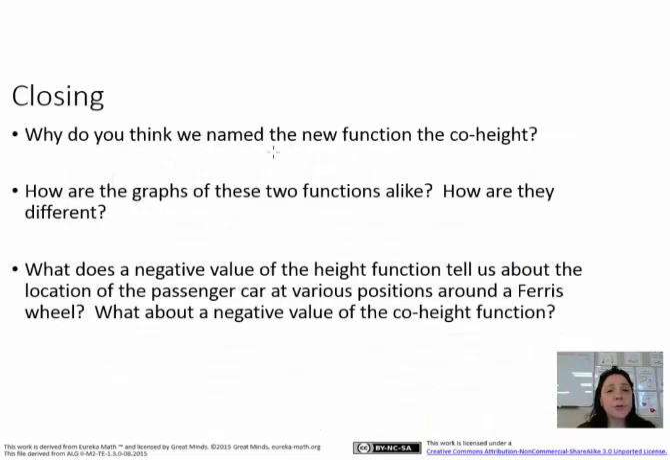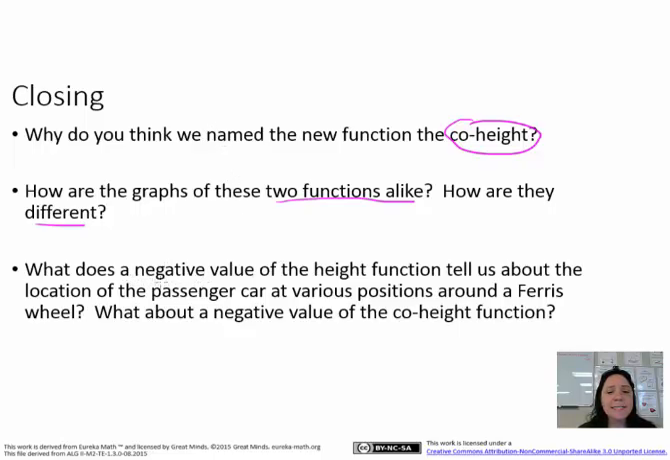In closing, we considered why we think we named the new function co-height. We considered how the graphs of these two functions are alike and how they are different. So I want you to think about that and the graphs that we just looked at. You can pause and rewind to do that.